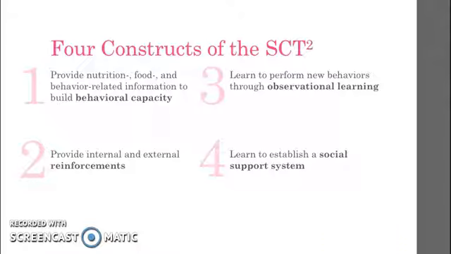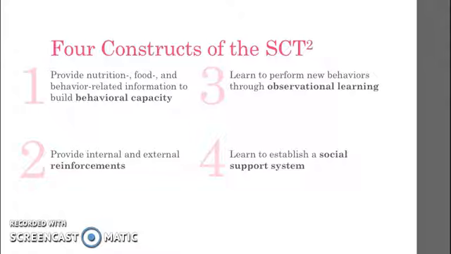The social cognitive theory is composed of four constructs. The first construct is to provide nutrition, food, and behavior-related information in order to build behavioral capacity. Behavioral capacity is defined as the knowledge and skill necessary to perform a given behavior and can be implemented through a counselor-provided comprehensive education. The second construct is to provide internal and external reinforcements.